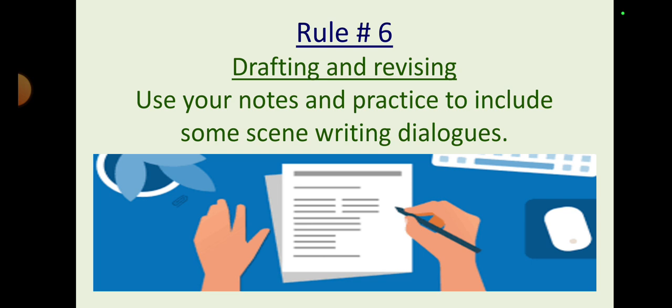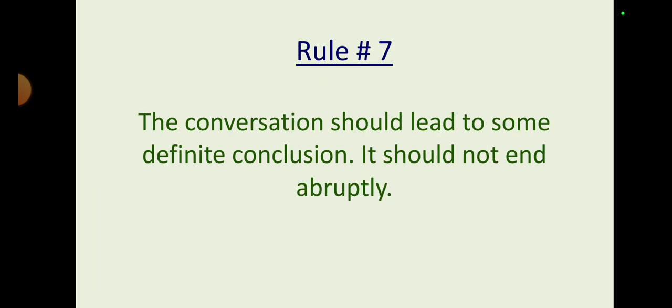Rule number 6 is, once you start writing, after organizing what you are going to write, you have to draft and revise that. That's a sort of proofreading and editing your dialogues and mistakes. Wherever you think this is the place where I need to mend, you have to go through that.